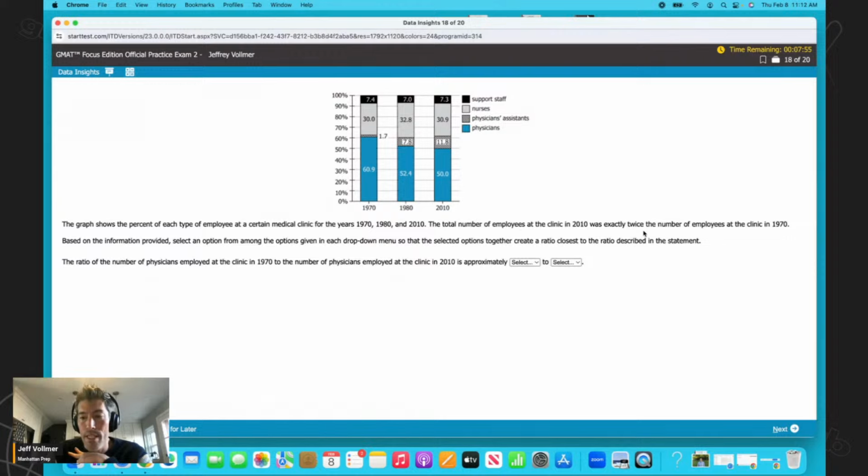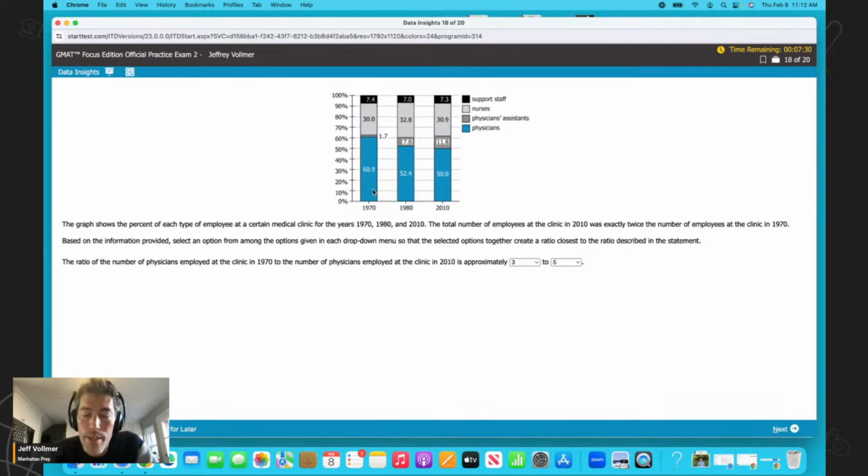But then it says there's twice the number of employees in 2010, so there'd be 200 people here, and 50% of that would be 100. So I'm looking for something like 61 to 100. 61 to 100, well, they have tiny values. 61 to 100 is basically 60 to 100, which is 3 to 5. So I'm going to hope that that's the value. That looks good, 3 to 5.